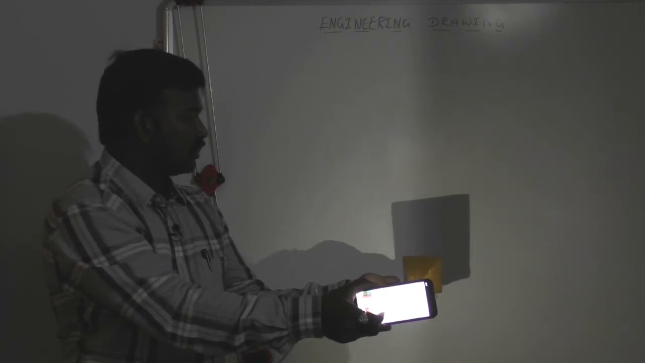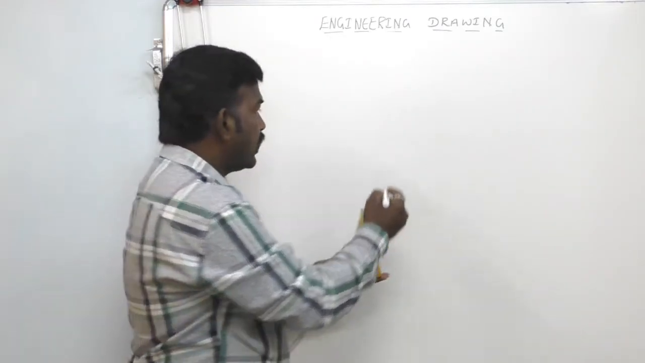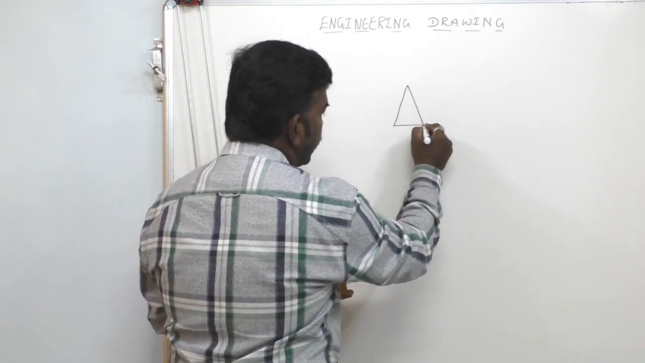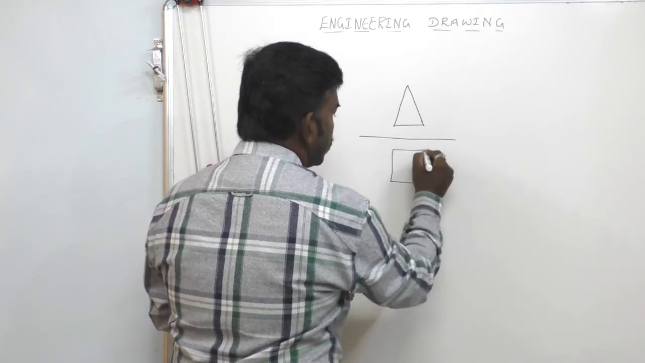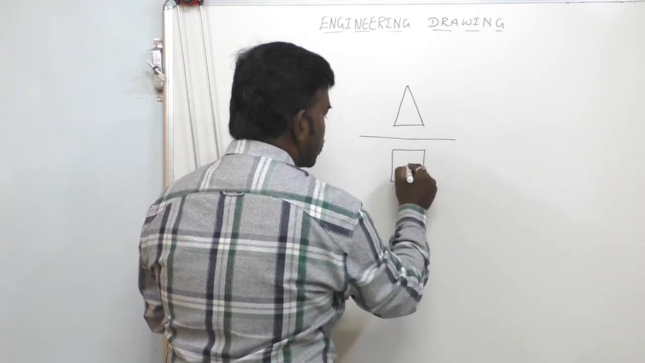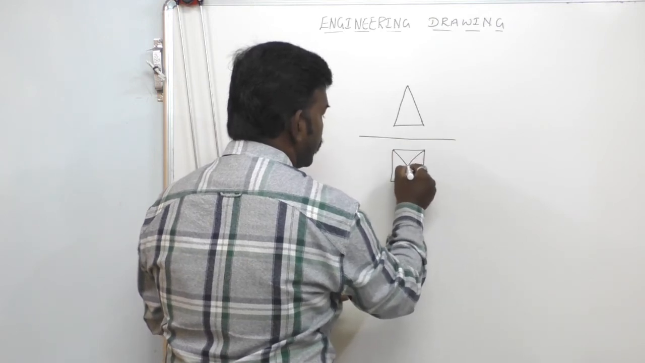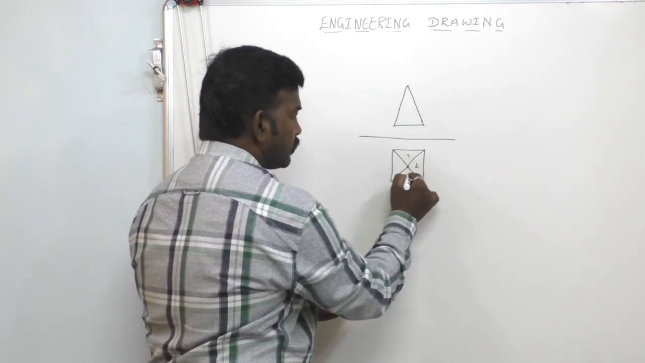What is the cross section you have observed? That is a square. Now, we can draw the front view of the shape. That is a triangle. This is the reference line. And the top view is a square. For constructing the pyramid, we can observe triangular faces.